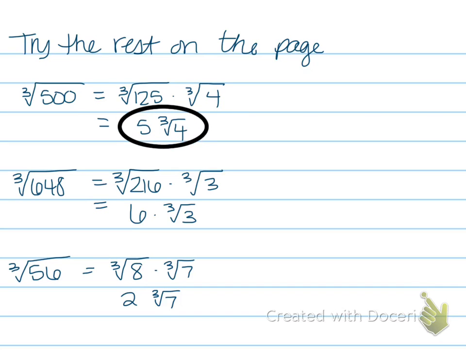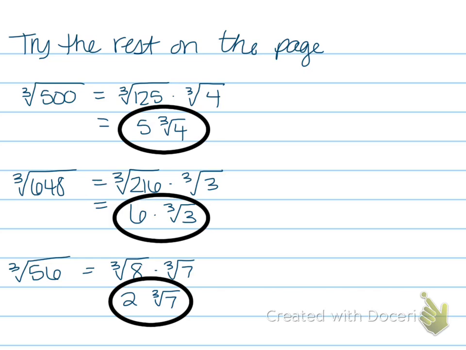Here are your answers to these 3 problems. Did you get them right? Make sure you always check your answer to make sure it is correct. Make sure you have your small 3 on your cube root symbol for each of your answers. If you forget the 3, your answer would be wrong, so be very careful with that portion. If any of these are incorrect and you do not understand why, please rewatch the video and try to find the small error.